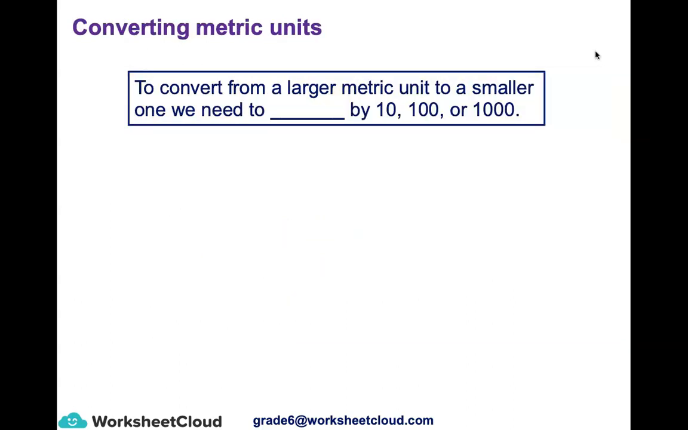Okay, so let's just have a look at the following. You need to fill in the missing word. To convert from a larger metric unit to a smaller one, we need to multiply by 10, 100, or 1,000. So an example there is 1 kilometer. How many meters? I must multiply the 1 by 1,000 to get to 1,000 meters.